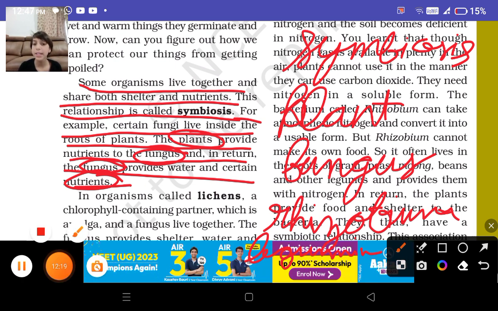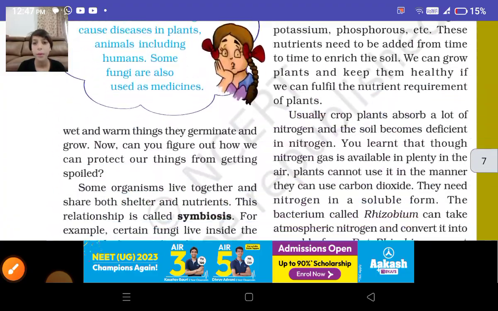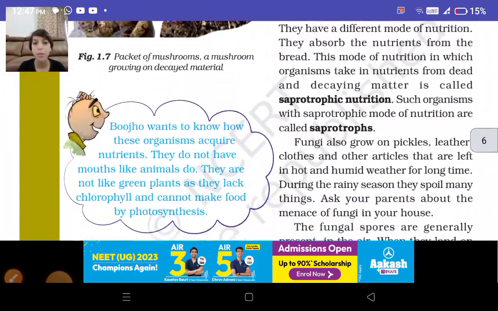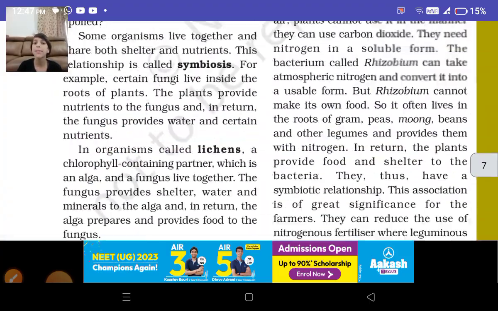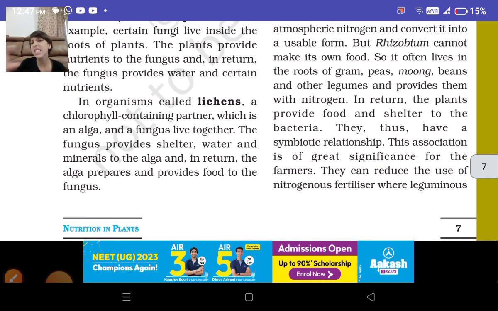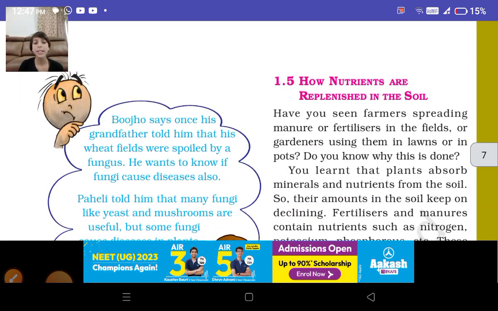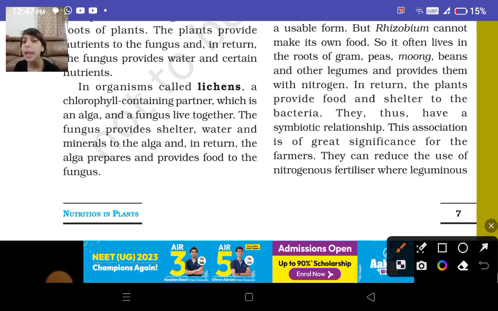In today's class we studied about symbiosis, and about saprotrophs and about symbiosis. In our next class we will study about lichens, which is just 5-6 lines. Let's finish it in this class also. In our next class we will study about how nutrients are replenished in the soil. Let's finish this small portion also today.